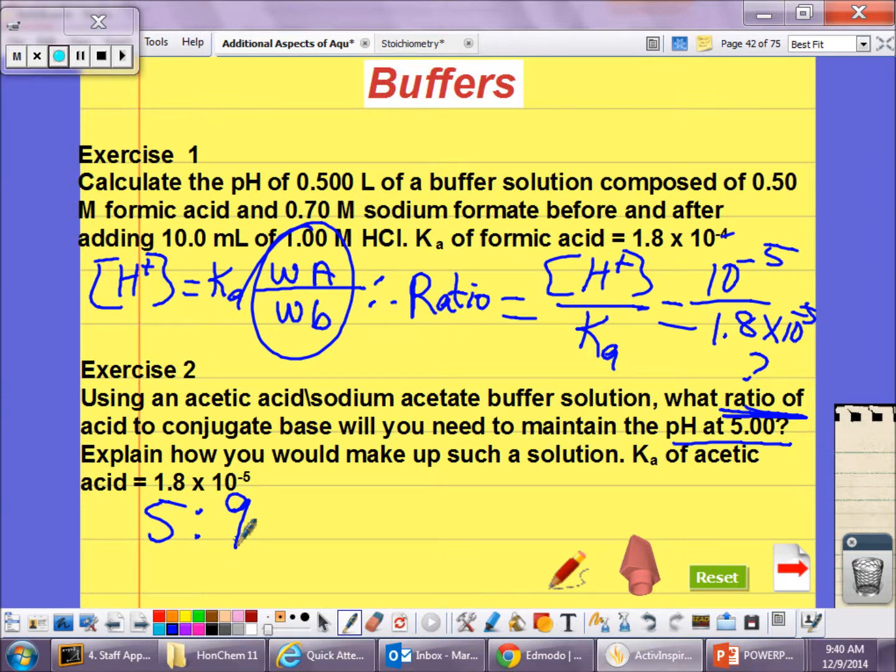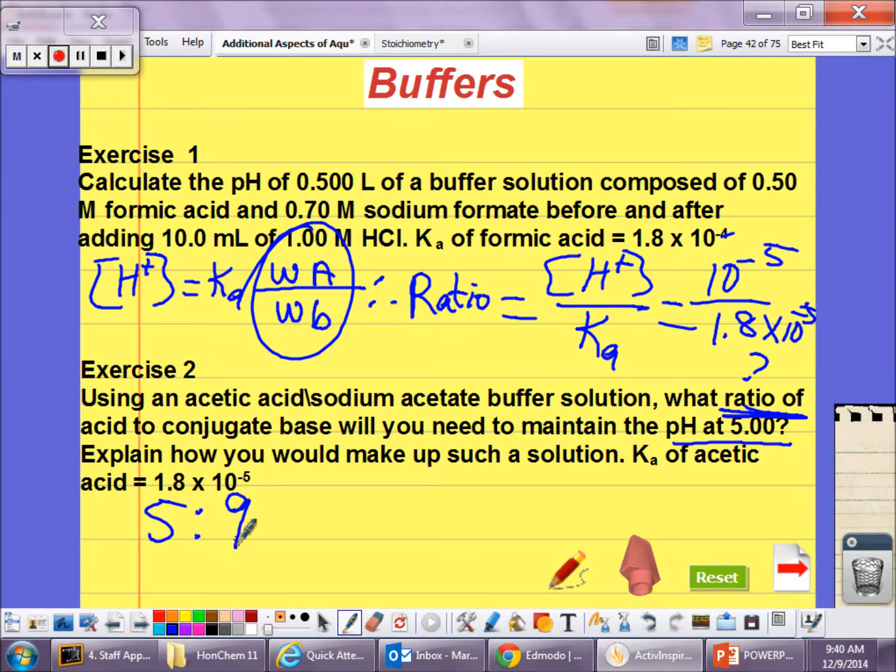5 moles of acid for 9 moles of the base. Dissolve it in enough water, enough water that can dissolve it. This is your ratio. This is how you will get a pH of 5, by mixing a certain amount of that acid with a certain amount of that base.